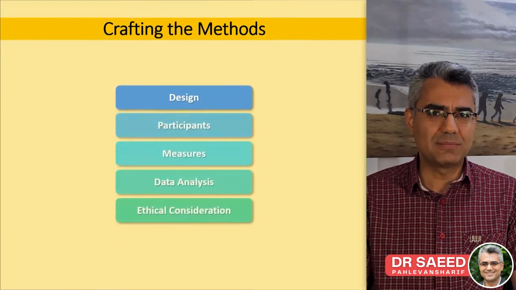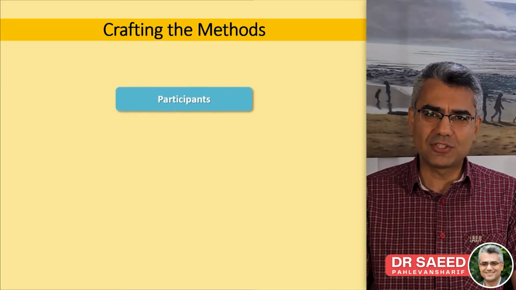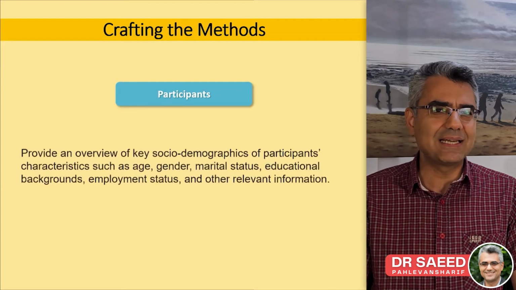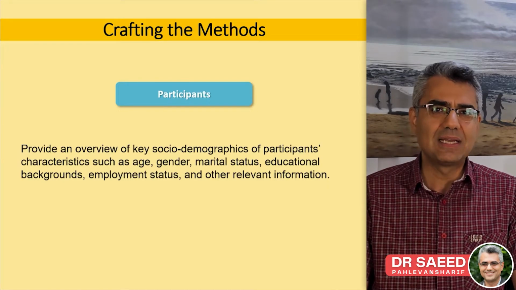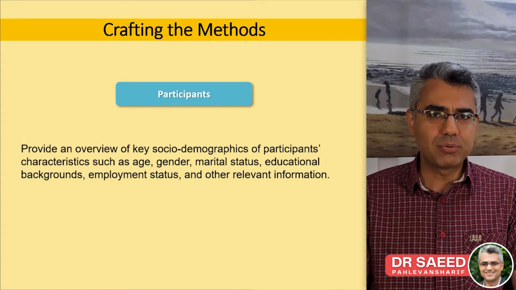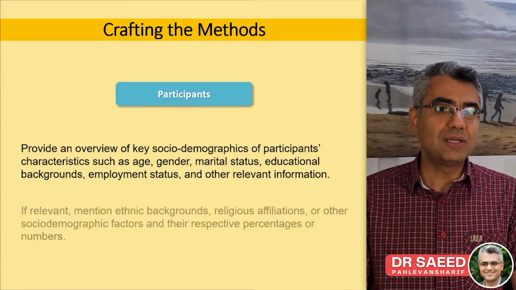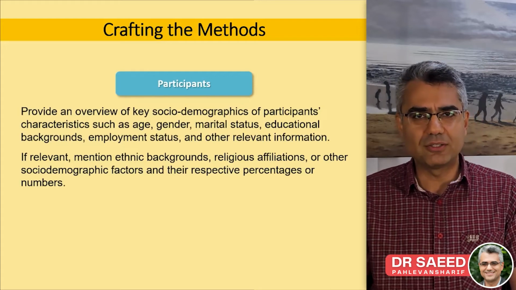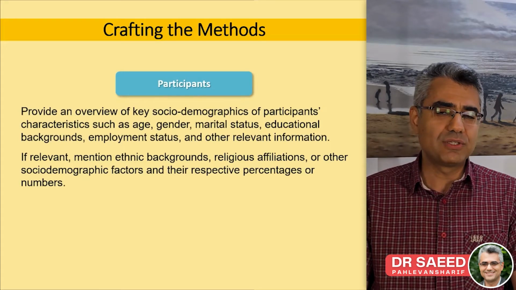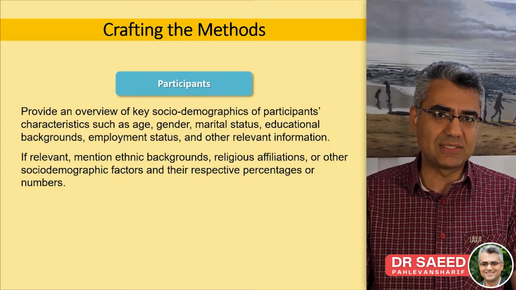2. Participants. In this subsection, provide an overview of the key characteristics of participants such as age, gender, marital status, educational background, and employment status. Also, only if relevant, mention ethnic background and religious affiliations or any other factors. And you need to report the respective percentages and frequency.